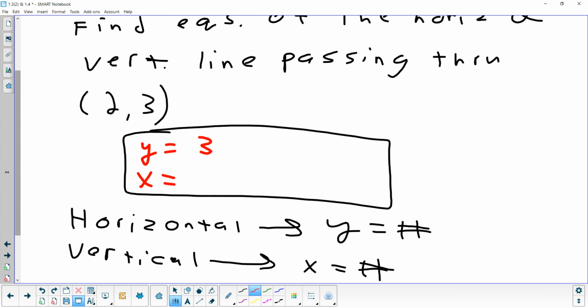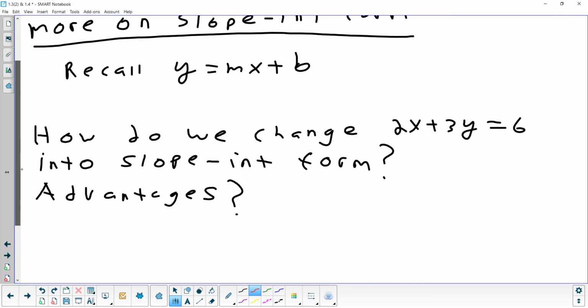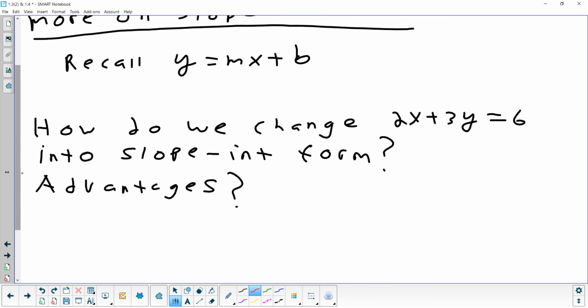And what about the vertical line that goes through the point 2, 3? Yep, x equals 2. There's really no calculation there. Horizontal and vertical lines are a special case. They're not y equals mx plus b. So something like this, you should be comfortable taking 2x plus 3y equals 6 and doing this to it.